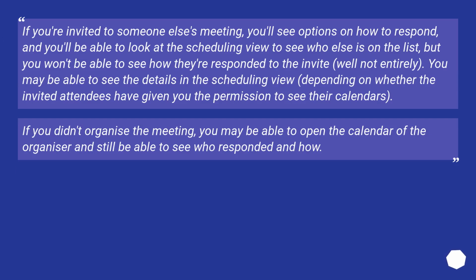If you're invited to someone else's meeting, you'll see options on how to respond, and you'll be able to look at the scheduling view to see who else is on the list, but you won't be able to see how they responded to the invite. Well, not entirely. You may be able to see the details in the scheduling view, depending on whether the invited attendees have given you the permission to see their calendars. If you didn't organize the meeting, you may be able to open the calendar of the organizer and still be able to see who responded and how.